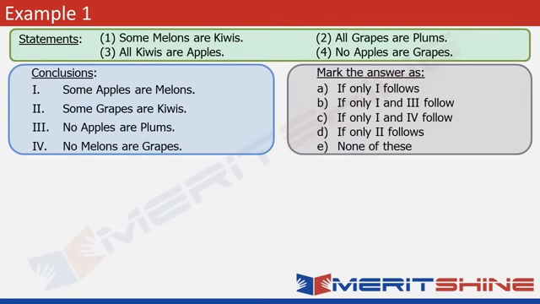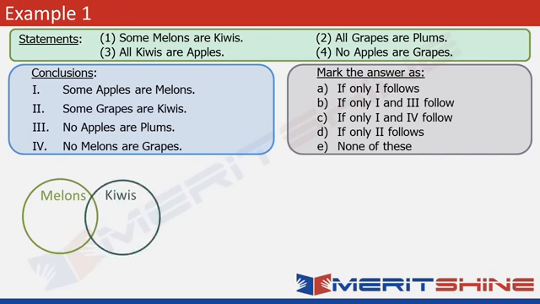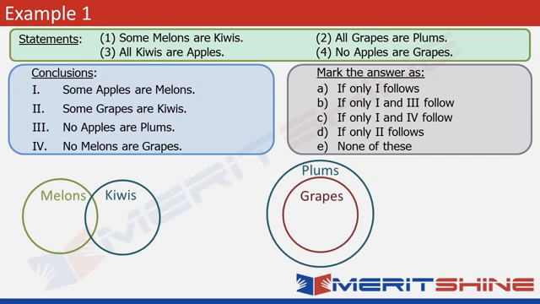This is your problem. Again, very similar in structure to what we did last time. So the first step again would be the same, to draw the minimum overlap Venn diagram. Let's go to the statements now. 1. Some melons are kiwis. So let's draw melons and now kiwis. Okay, statement 2. All grapes are plums. So let's draw grapes separately and now plums. Number 3. All kiwis are apples. So let's draw apples like this.